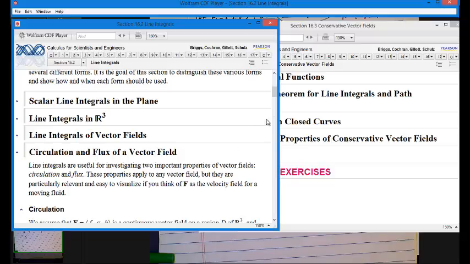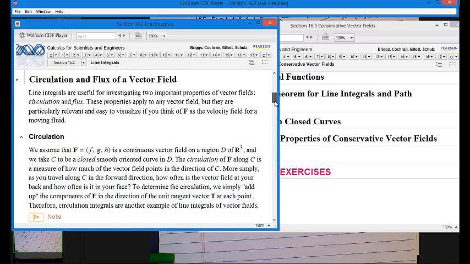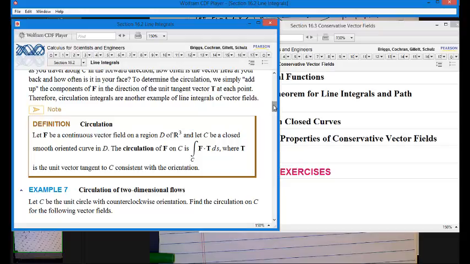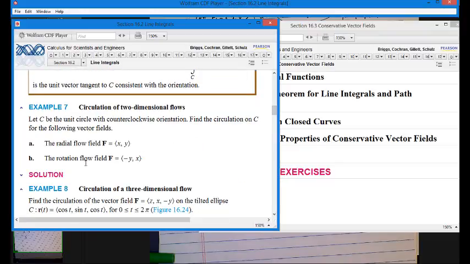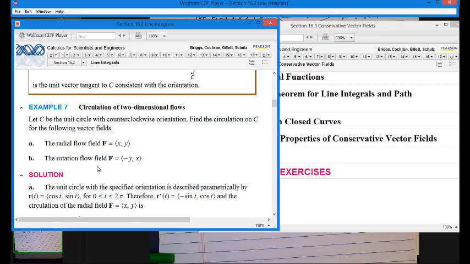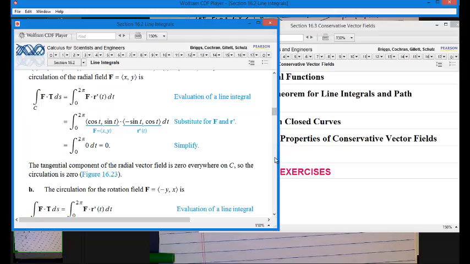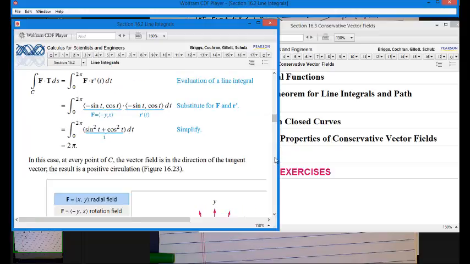what we just computed was the circulation. The circulation of a vector field on a curve is given by the formula we just computed. And sure enough, I took example 7 from the book. There's your work. I thought, wow, what if this were a quiz? Well, we get 0 and we get 2 pi.